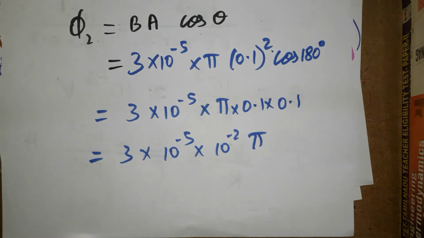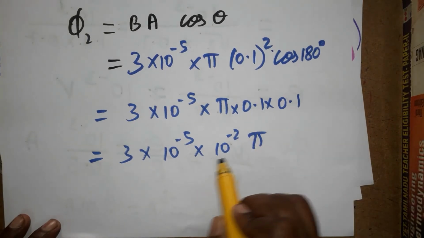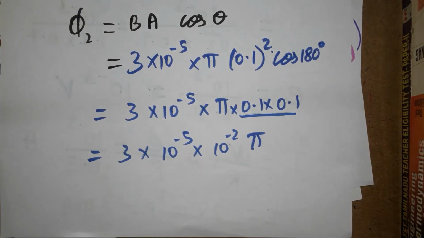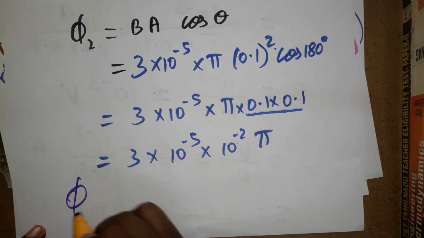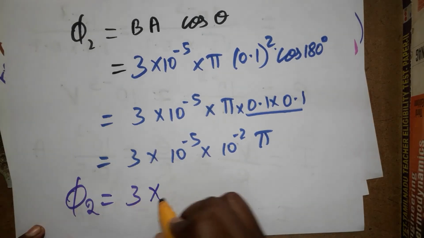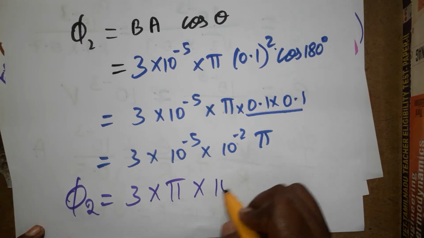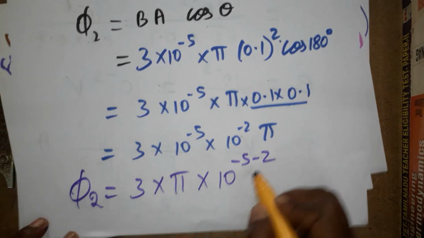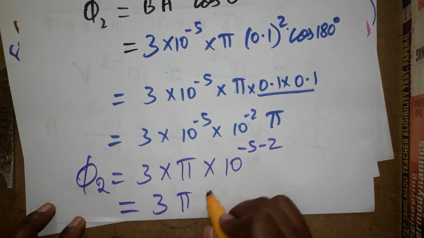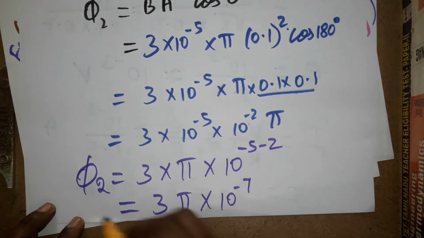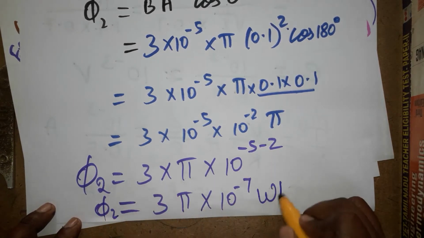Okay. So 0.1, because of 2 decimals you can write 10 power minus 2. So the answer for this, total flux is equal to 3 pi times 10 power minus 5 minus 2. We'll get 10 power minus 7. So 3 pi into 10 power minus 7 is the flux phi 2, whose unit is the Weber.